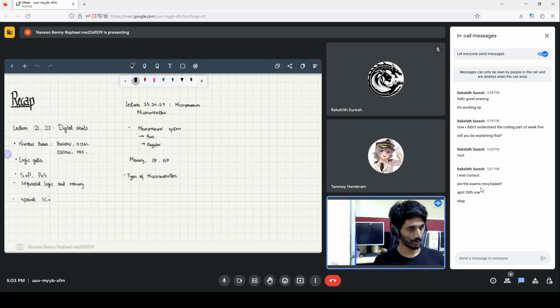So once again, we'll start with a small recap. Lectures 21 and 22 talked about digital circuits, and we'll focus a good solid 50% of today's problem solving session on digital circuits. We first started with number bases: binary, octal, decimal and hexadecimal. We'll solve a few questions on converting from binary to octal and the like. Logic gates are also very important, and we'll solve a couple of questions on logic gates and how to properly draw them.